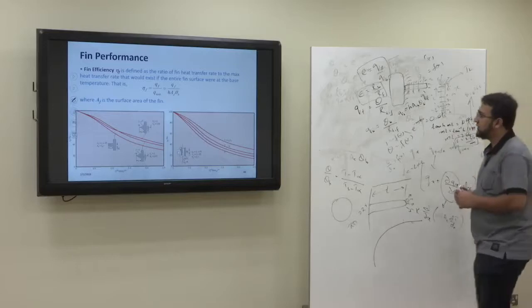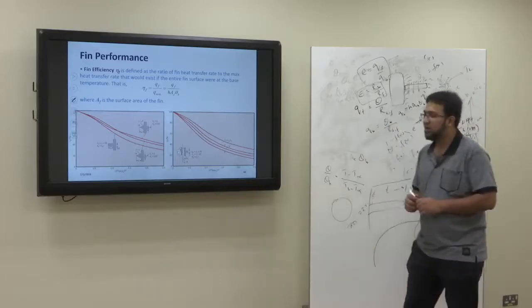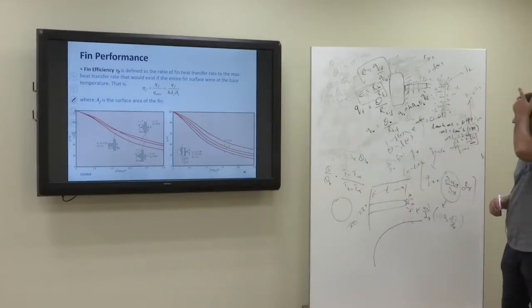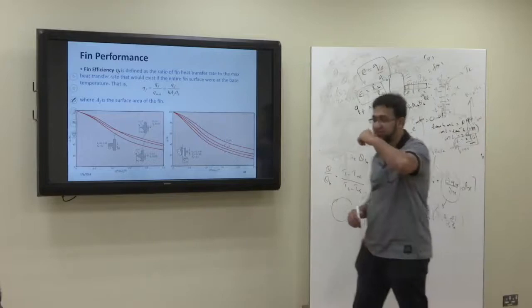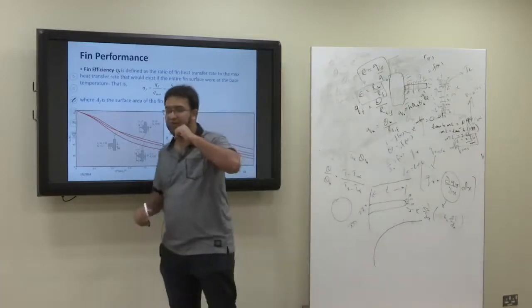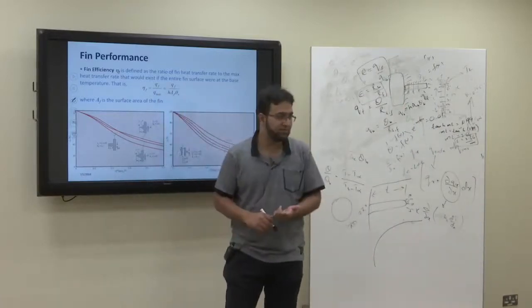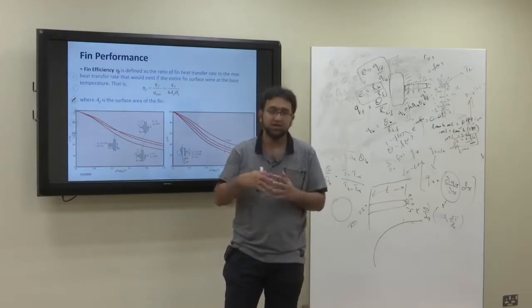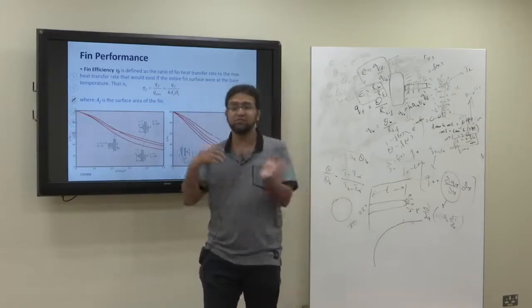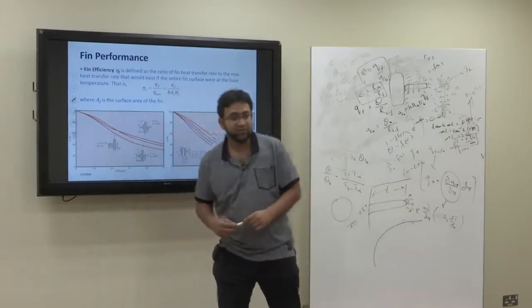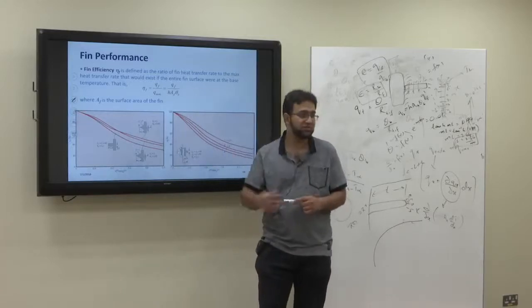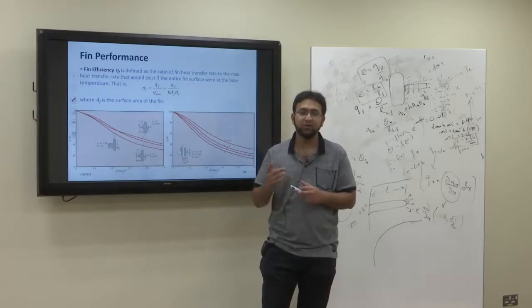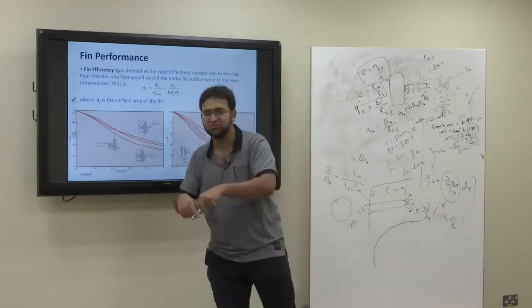Now, there is a concept of fin efficiency. Fin efficiency is different from fin effectiveness. Fin effectiveness was how much is the heat transfer from the fin compared to how much the heat transfer would be if the fin was not there. What is fin efficiency? Fin efficiency says how much is the heat transfer from the fin compared to the maximum possible heat transfer from the fin.